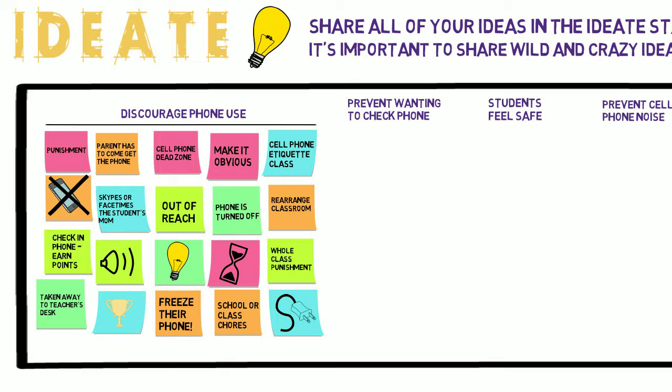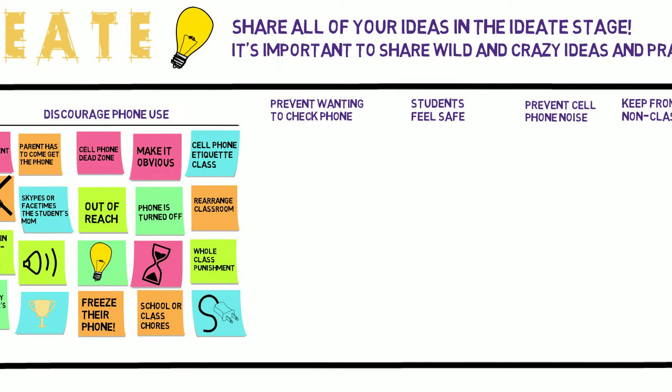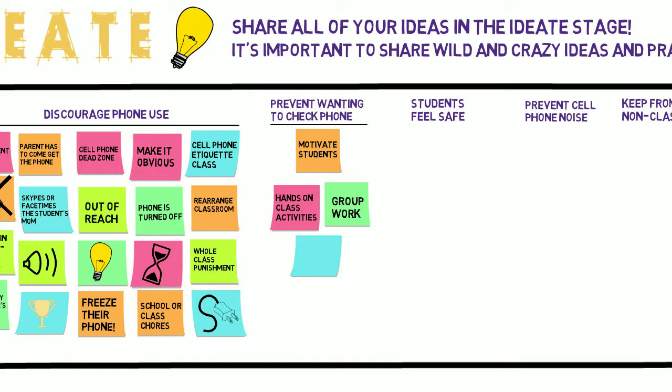To prevent students from wanting to check their phone, motivate students to stay on task, maybe with hands-on activities or group work to provide that social interaction. What if there's timed classwork so there's a disadvantage to taking time to look at a phone? Or other activities to do during downtime, like after a quiz, what if there were games or other social activities?